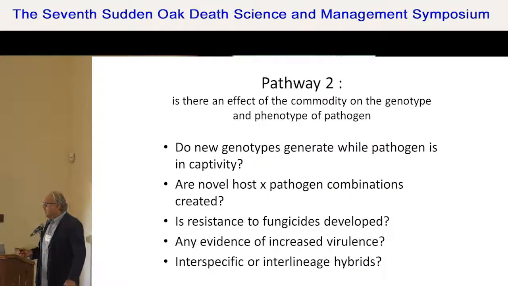This is the second pathway. So basically, there is a plant production facility or ornamental plant industry. There is a commodity that absorbs the pathogen and then becomes responsible for spreading the pathogen both short, medium, and long distance. My reflections today are going to be on what kind of evidence there is to be concerned about what I call captivity.